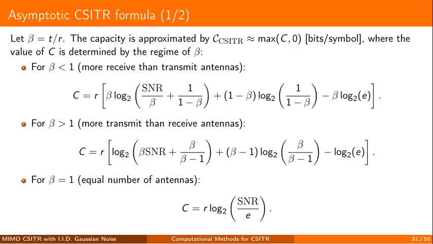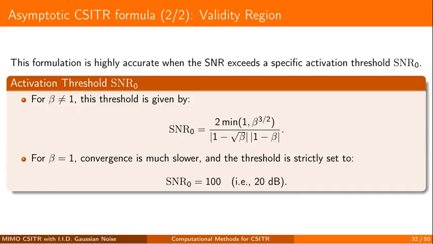The precise expressions are on the slide. The key point is that each branch is just arithmetic, with no integrals and no random matrices. These expressions are accurate, but only when the SNR exceeds an activation threshold that we denote SNR 0.